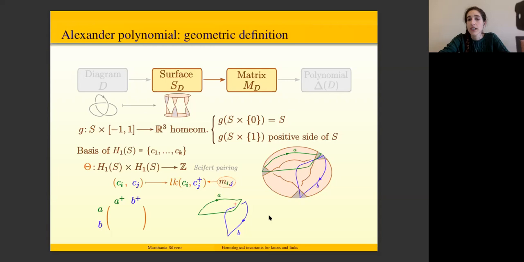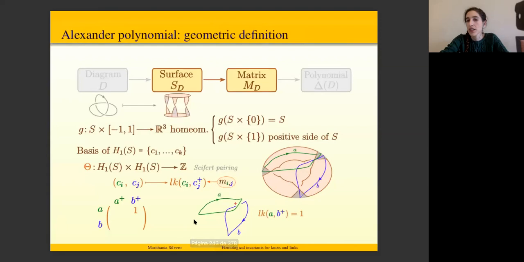So now, if we lift B, then B goes over here. So I will have two positive crossings. If I compute the linking number of A, B plus, I will have 1 plus 1, 2. Since I have to divide by 2, I get a 1 here. Okay?